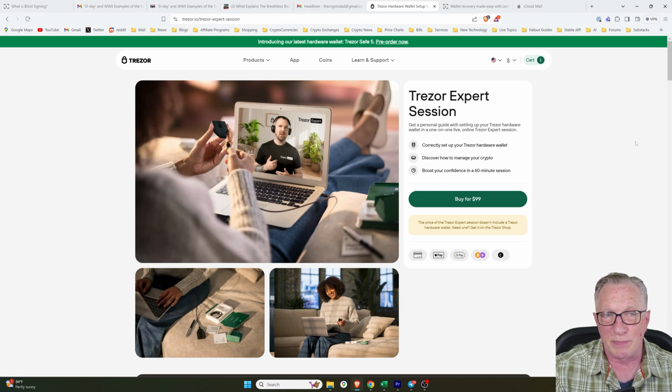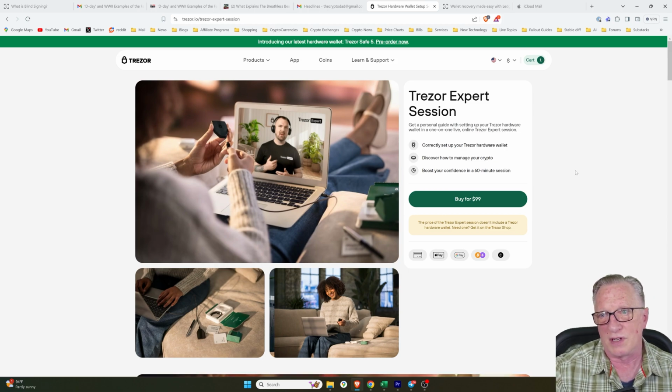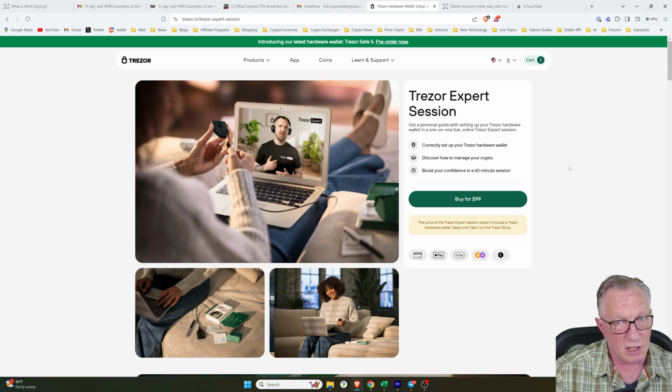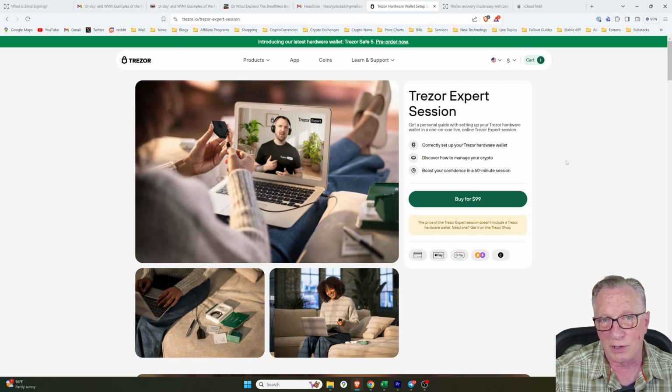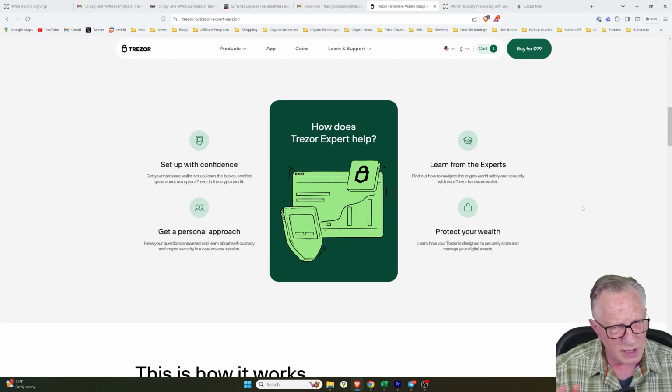So though it's not specifically a feature of the Trezor Safe 5, it has been introduced in parallel with the Trezor Safe 5 as an add-on service that the end user can choose to purchase along with their wallet. So I think this is a really great idea, and I think it's going to help a lot of people. It can help a person get their wallet set up with confidence, learn from experts, get that personal touch that a lot of people are lacking when dealing with crypto companies, and it's basically a way to help them protect their wealth. We still have the issue of people not managing their seed phrase properly, but this service will give them a head start that has been lacking in the past.